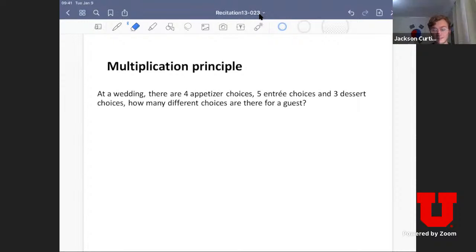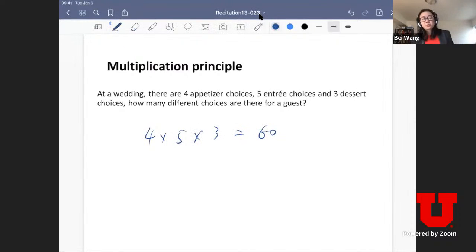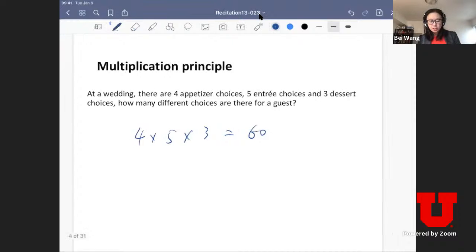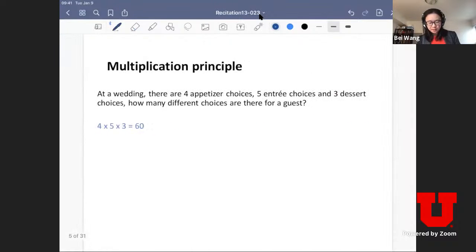60? Okay, how do you arrive at 60? I did 4 times 5 times 3. Great. 4 times 5 is 20, 20 times 3 is 60. Yes. So to use the multiplication principle, you have 3 steps for the solution, and each step has a number of choices. The first step, choose your appetizer. Second step, choose your entree. Third step, choose your dessert. So that's 4 times 5 times 3. Okay, thank you. So that's correct.